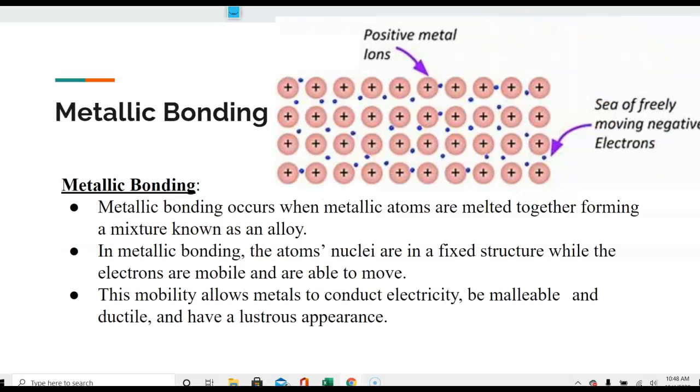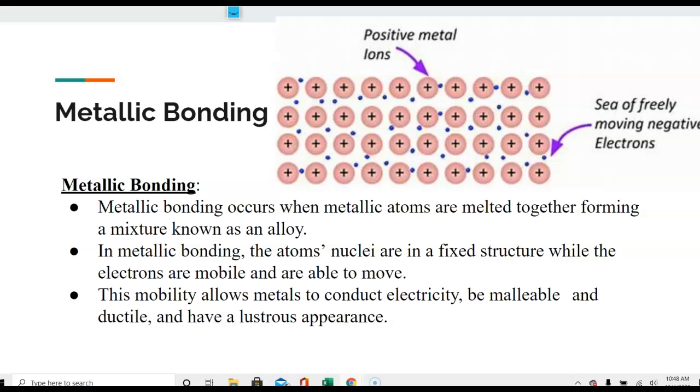In metallic bonding, this occurs when metallic atoms are melted together, forming a mixture known as an alloy. And what forms is a lattice, or a structure, of positively charged atoms known as cations with electrons that are free to move about the structure, being equally attracted to all of the positively charged particles at the same time.